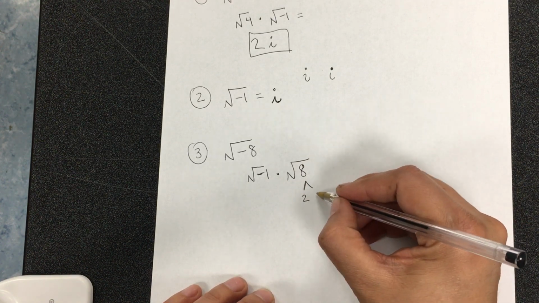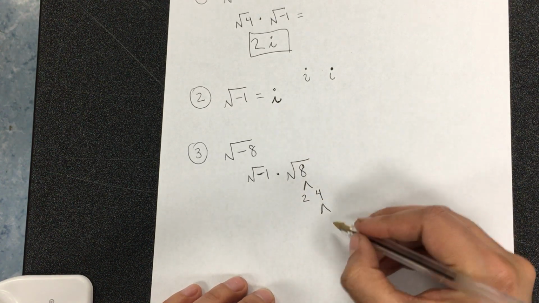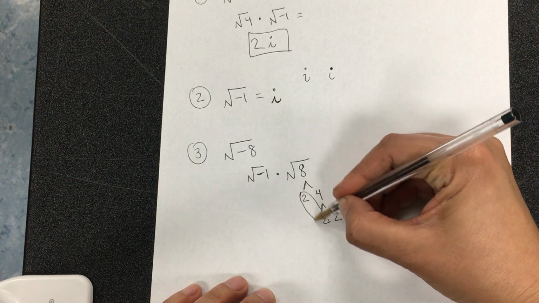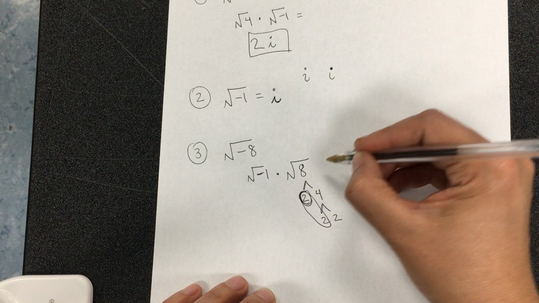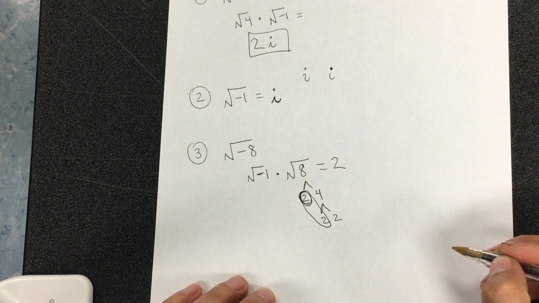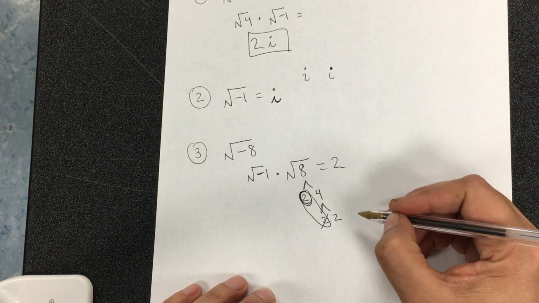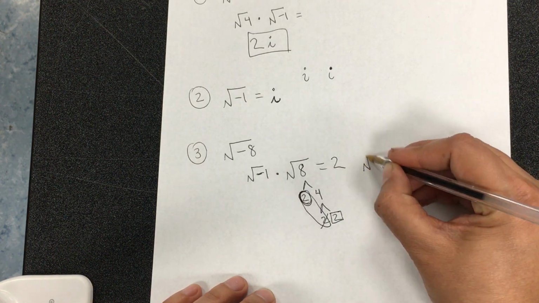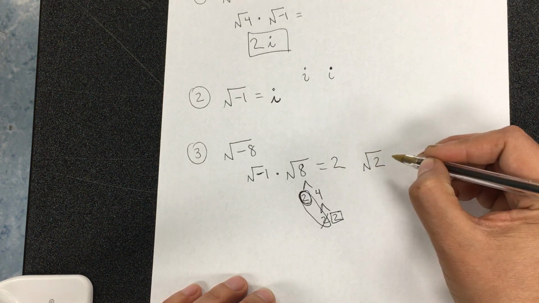So 8 is 2 times 4. 4 is 2 times 2. We're going to get a pair and we only send the captain outside. Okay, only one of them. And the lonely ones, when we don't have pairs, that stays inside of the square root.